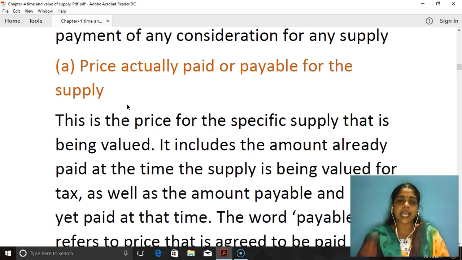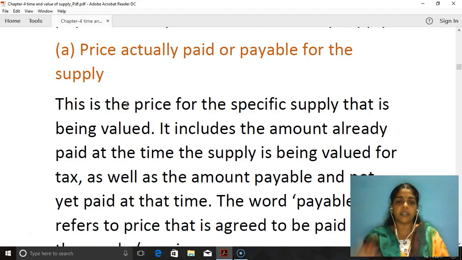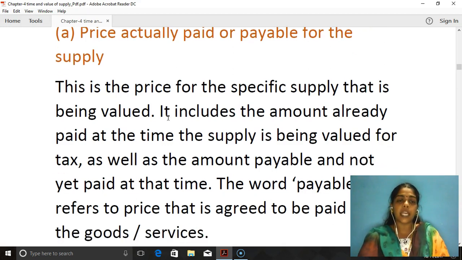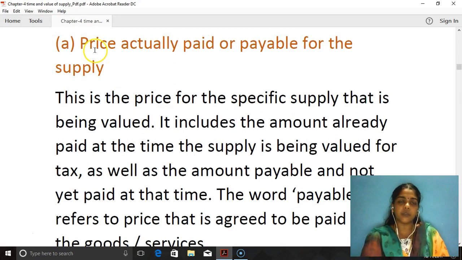Next, price actually paid or payable for the supply. We are going one by one. So the price which is actually paid or payable for the supply is the price for the specific supply being valued. It includes the amount already paid at the time the supply is valued for tax, as well as the amount payable and not yet paid at that time. That is why the words used are "actually paid", in the past tense. So whatever money you have already paid is included, and whatever obligation there is in the future to be paid is also included in the supply.